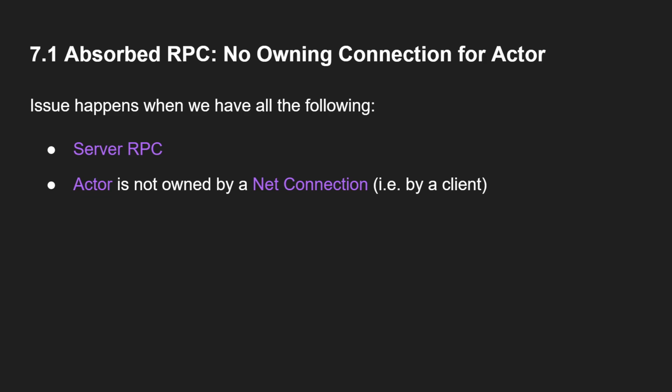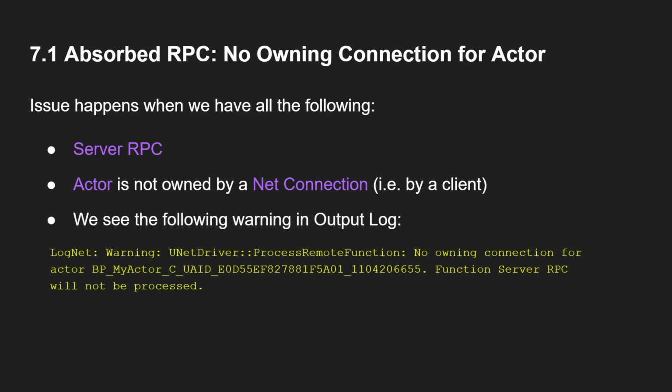For sure, we would see this warning in the output log, telling you that there's no owning connection for that actor, and the server RPC function will not be processed. Again, this absorbed RPC will only happen for server RPCs. The other types of RPCs, whether they are client RPCs or multicast RPCs, will never be absorbed. They will always be executed. But server RPCs are potentially able to be absorbed.